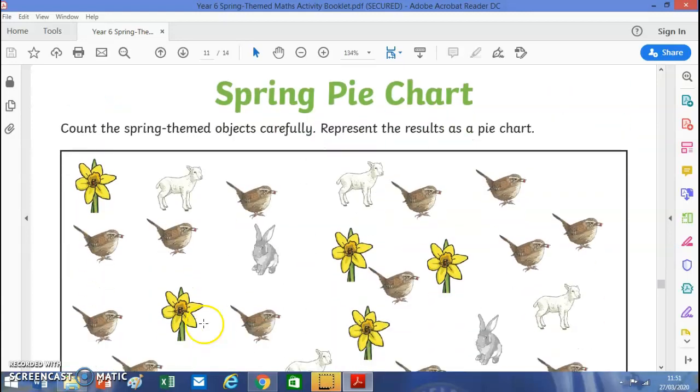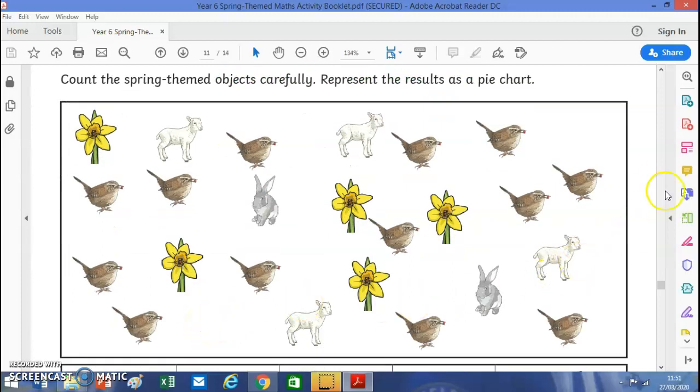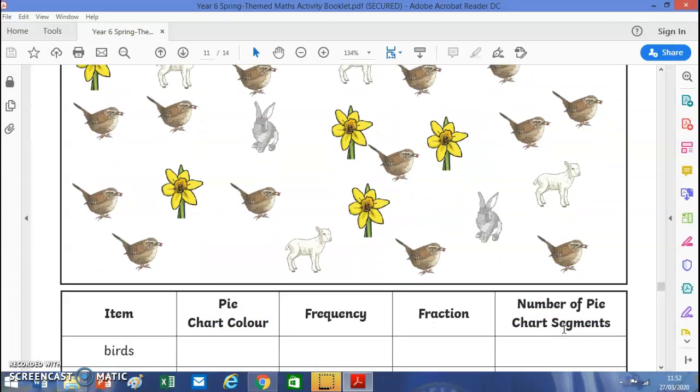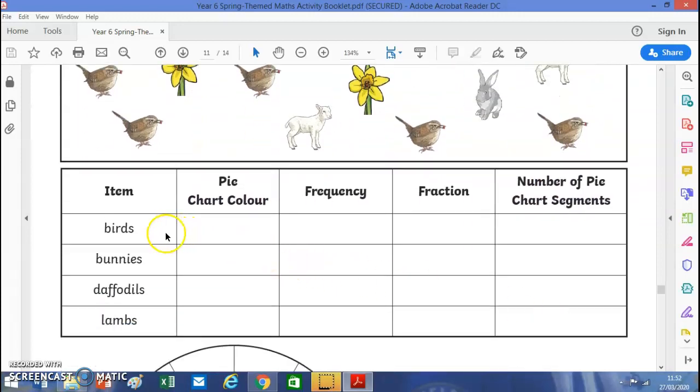Now, the next one is something that we haven't looked at before, and it's quite an interesting way of representing data: a pie chart. We've looked at graphs, line and bar charts. This is another way of representing data. So we've got all this data here, all these objects, and you'll need to find out the frequency of each of them, so how often they occur. In this table here, you're required to find the frequency of each item.